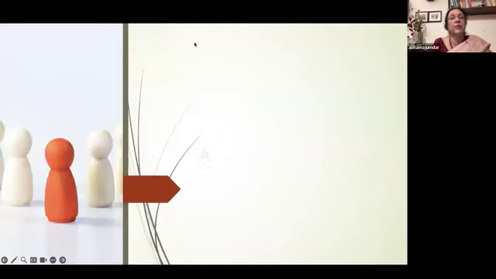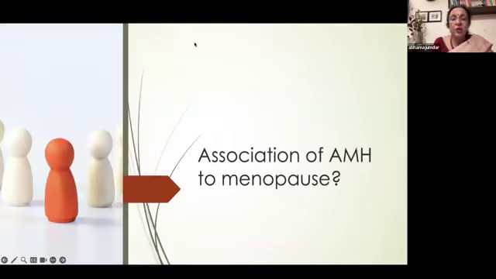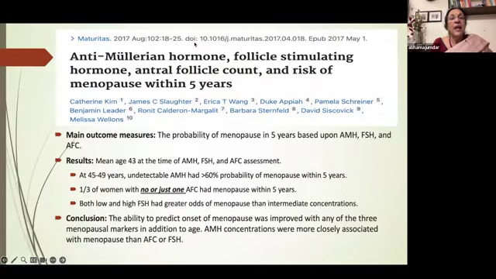Now we come to the second question, menopause: the association of AMH with menopause. This study looked at anti-Mullerian hormone, follicle stimulating hormone, and antral follicle count, and the risk of menopause within 5 years. You can read it; it is 2017, I think. The main outcome measure was the probability of menopause within 5 years based on AMH, FSH, and AFC all together.